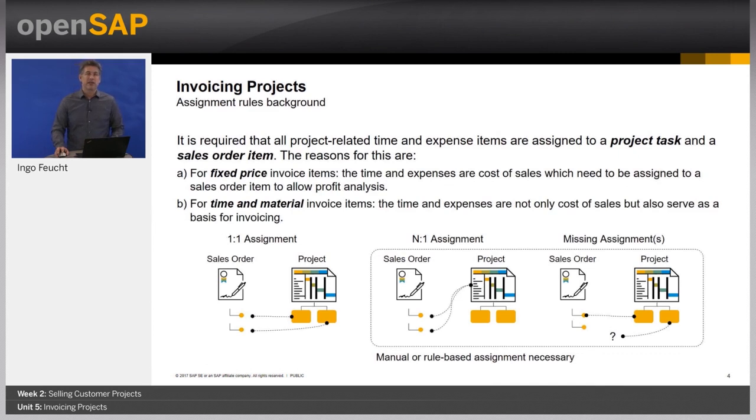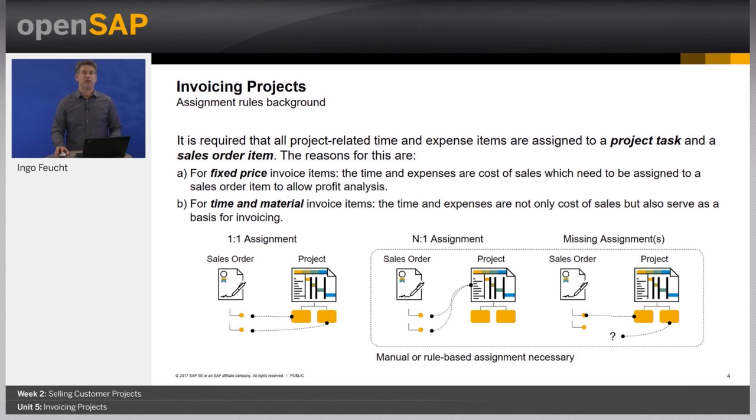Let me start with some background why these assignment rules are helpful in cases where the cardinality is not one-to-one between sales order items and projects. You need to assign expenses to both project tasks and sales order items. For fixed price projects, the reason is to connect the costs of goods sold coming from the project to the revenues coming from the sales order, and therefore to allow profit analysis.